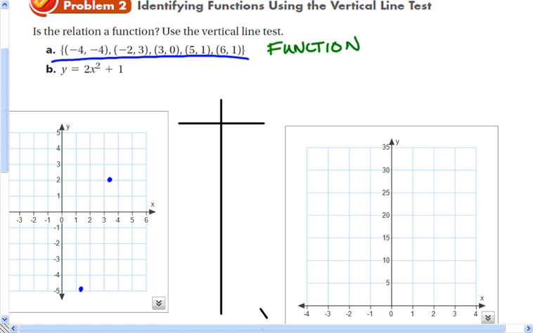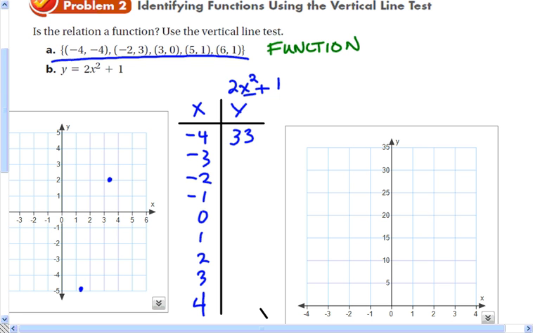And the input values I'm going to use are the input values we have along the x-axis here, the second graph. So -4, -3, -2, -1, 0, 1, 2, 3, and 4. And if I plug those into the function 2x squared plus 1, I'm going to take -4 times itself, which is 16, times 2 is 32, plus 1 is 33.